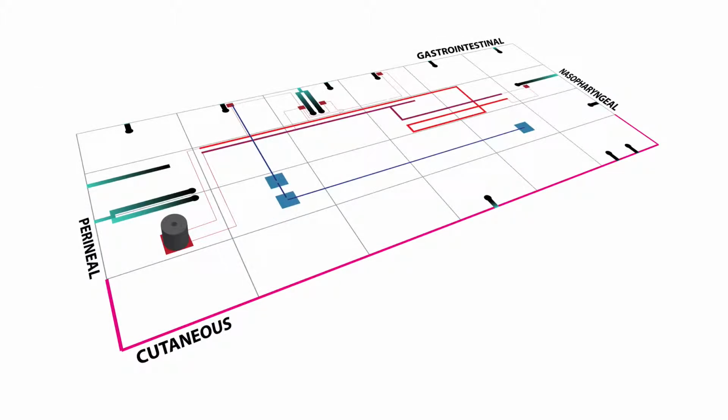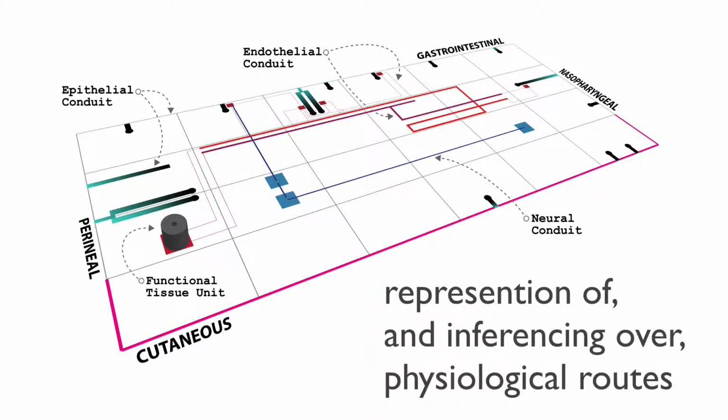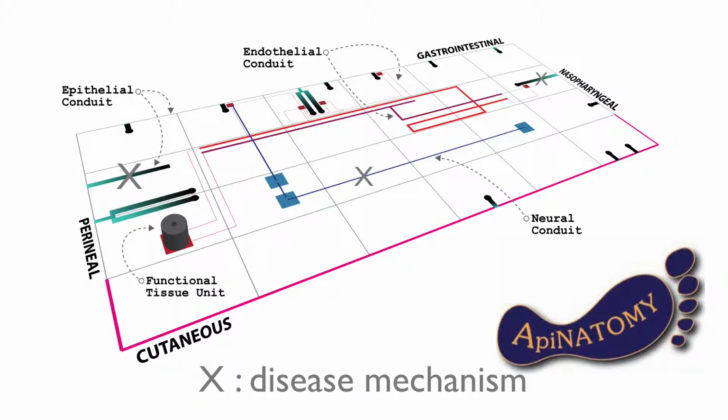We will achieve this articulation through the representation of and inferencing over physiological routes across the body using our ApiNATOMY toolkit. A key benefit of this work is that it supports the formal description of disease mechanisms in terms of an interference over these routes.